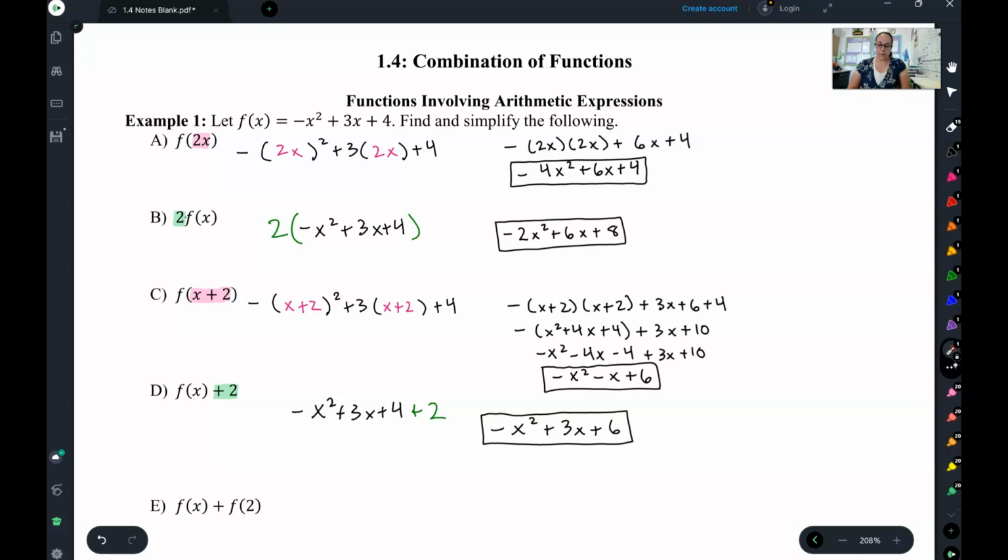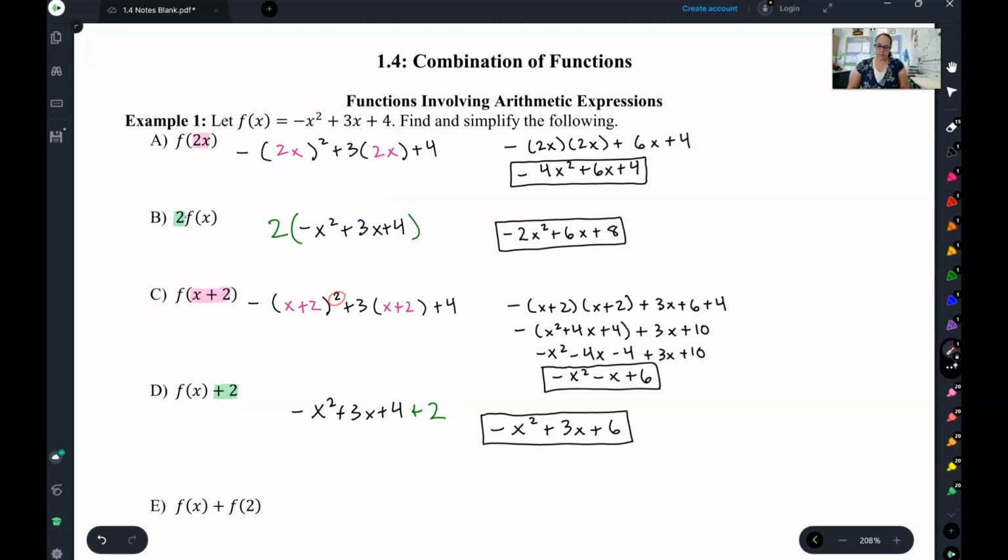So this one, remember, anytime you square something, you're timesing it by itself. So here I have 2x times 2x squared times by itself. And then I can do 2 times 2 and x times x, because it's just all multiplication. And that gives me my 4x squared. Then I have my 6x from the 3 times 2x and my 4. Here I just distributed 2 into everything to get that.